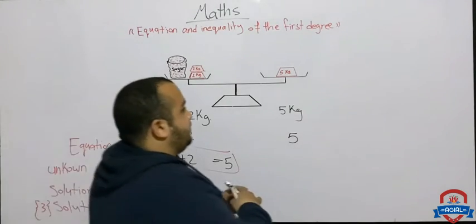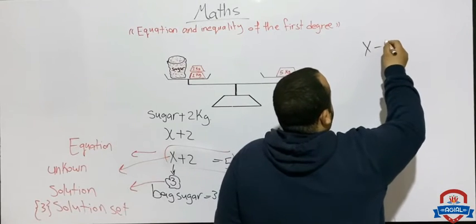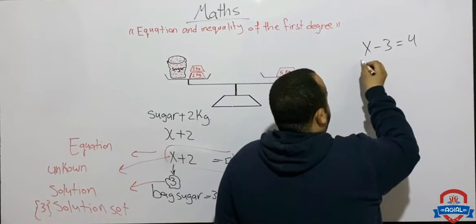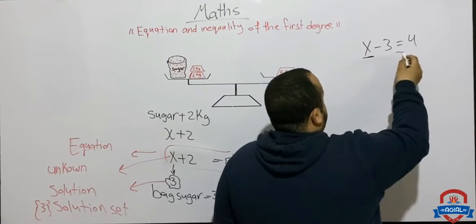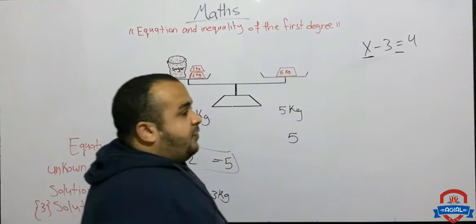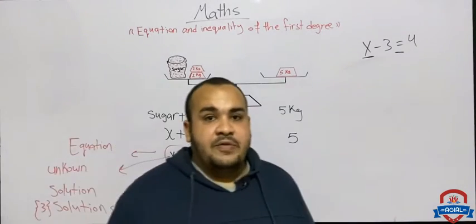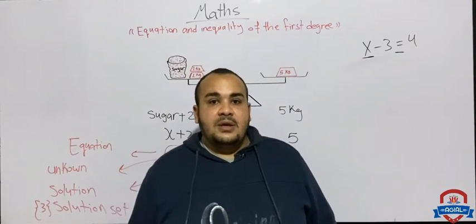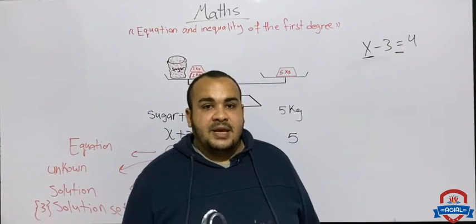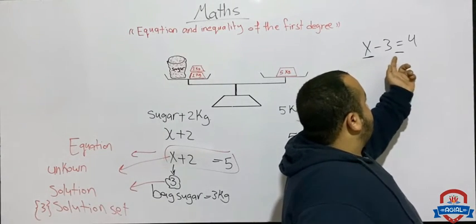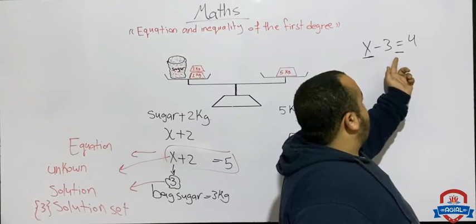For example, x minus 3 equals 4 is an equation because we have the unknown and the sign of equation. And now we can understand the meaning of an equation. An equation is a mathematical statement that has two expressions separated by an equal sign, and one of the expressions, or both, contains one unknown or more.